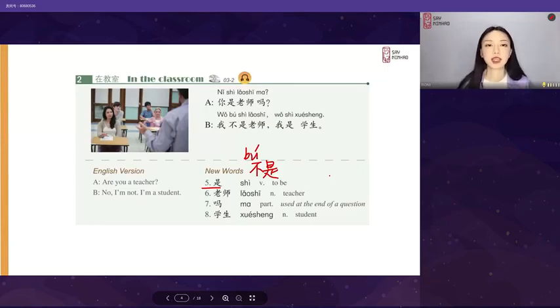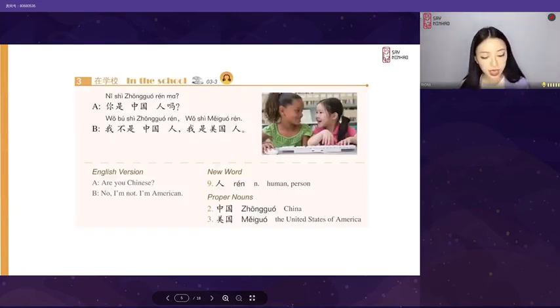Now let's read this text from the start. Read after me, please. 3, 2, 1. 你是老师吗? 我不是老师, 我是学生. Okay, now let's do a role play. I will be A, you will be B. 3, 2, 1. 你是老师吗? Okay, now let's switch the role. 3, 2, 1. 我不是老师，我是学生. Very good. Now let's move on to our next text.